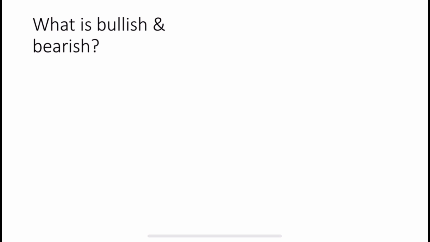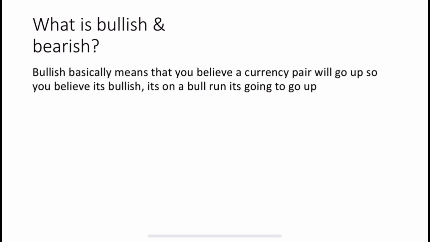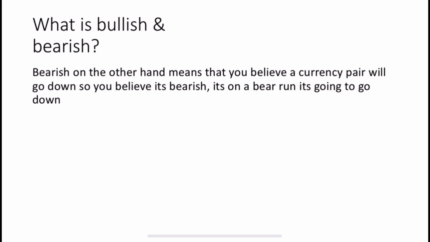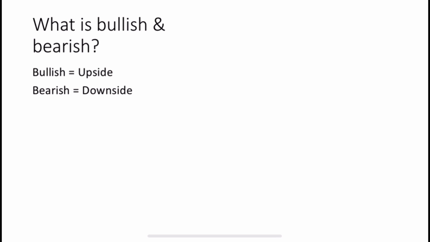So what is bullish and bearish? Bullish basically means that you believe a currency pair will go up. It's on a bull run. It's going to go up. And bearish, on the other hand, means that you believe a currency pair will go down. It's on a bear run. It's going to go down. So bullish is an uptrend, and bearish is a downtrend. As you can see, bullish means up, and bearish means down.